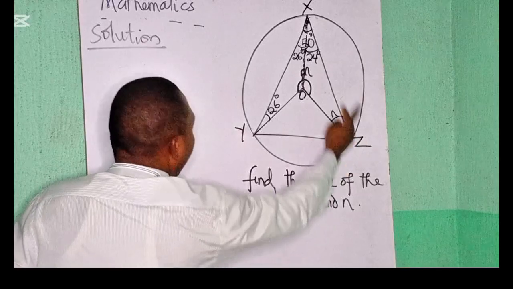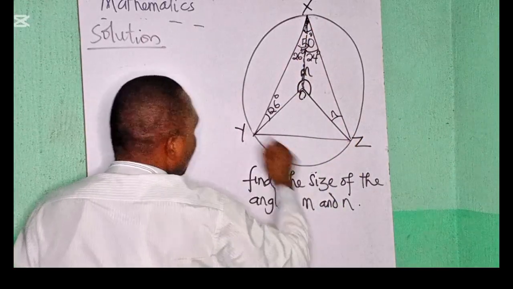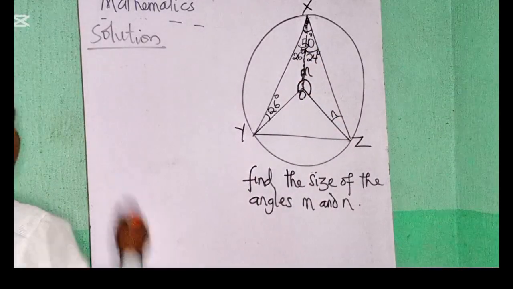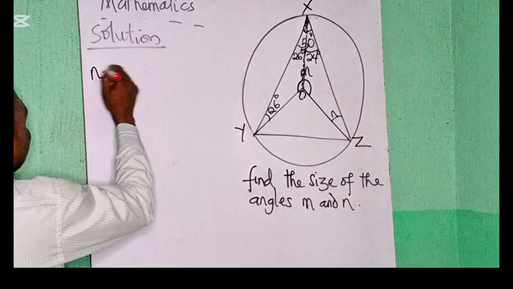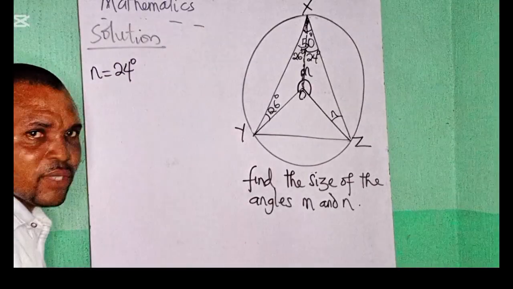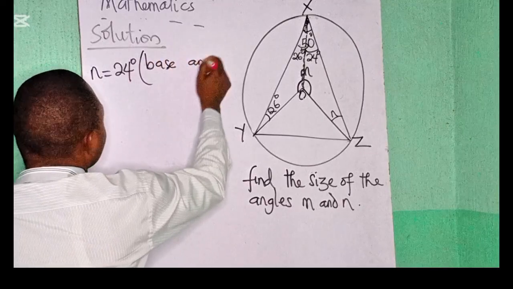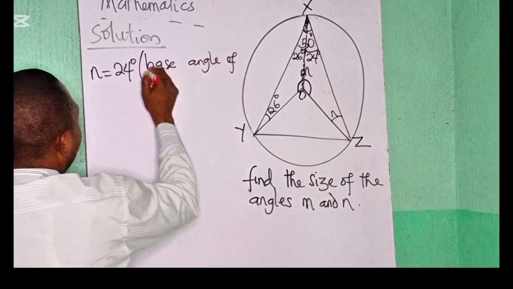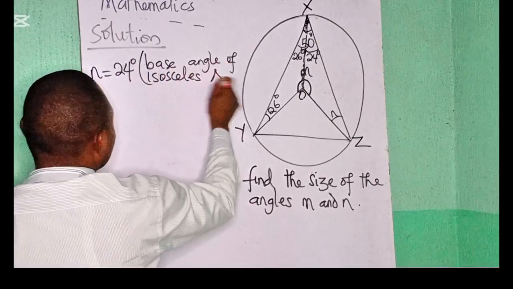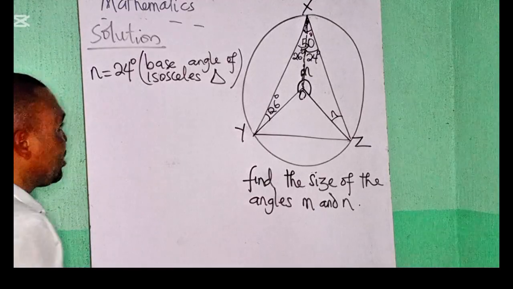Now, this is another chord. Now, this is another triangle. So the angle here and the angle here are the same. So therefore, we can conclude by saying n equals 24 degrees. Now, what is the reason? Base angles of an isosceles triangle. Base angles of an isosceles triangle. All right. So the angles are the same. Am I communicating?